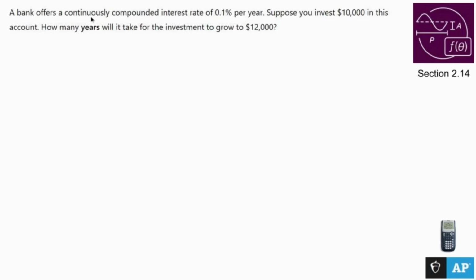A bank offers a continuously compounded interest rate of 0.1% per year. Suppose you invest 10 grand into this account. How many years will it take for the investment to grow to $12,000?